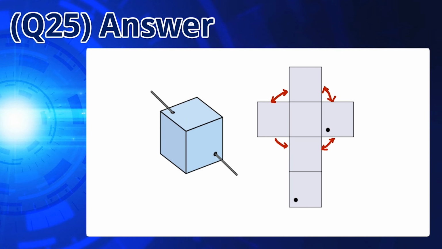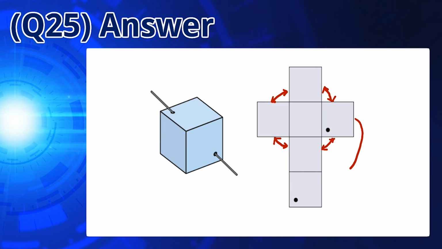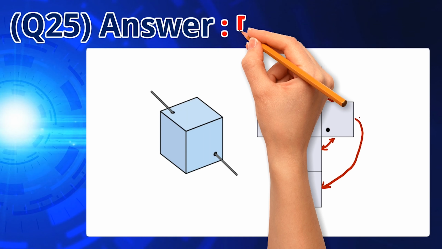We can try out A, B, C, D, and E. Only D has the right orientation of the two pierced faces. So the answer is D.